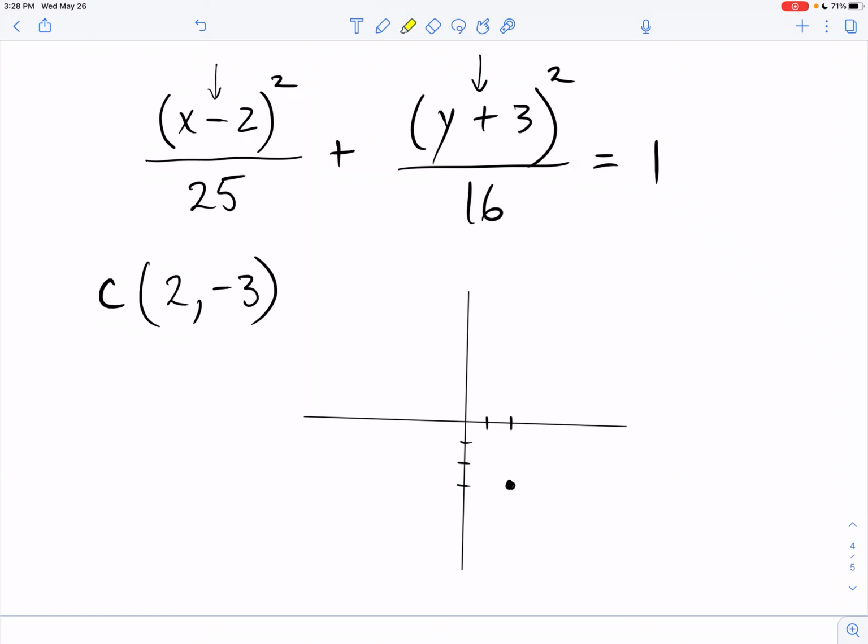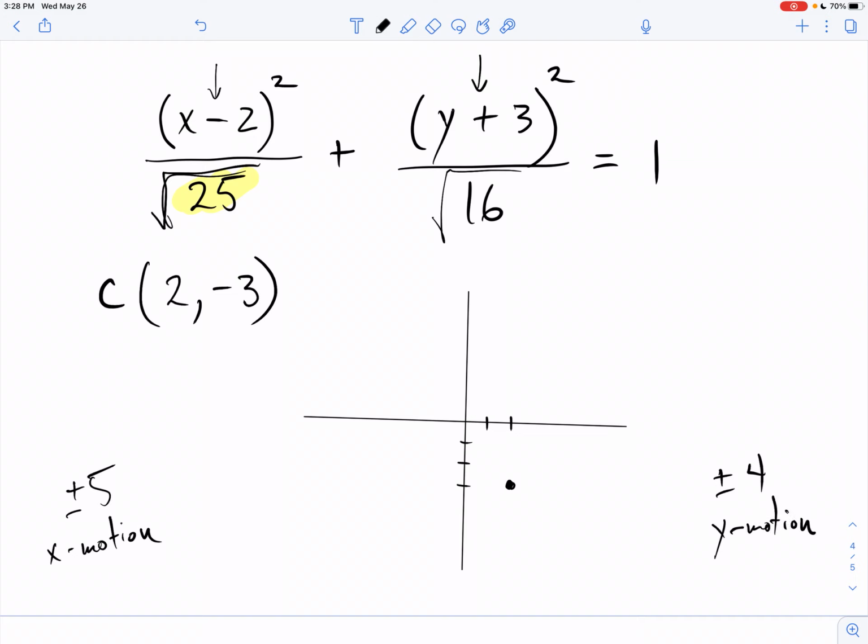The number under x, that's my x motion, but I take the square root of that. Square root of that, and I get plus or minus 5. That's my x motion. So you have probably already figured out that if I took the square root of this, I'd get plus or minus 4. That's going to be my y motion.